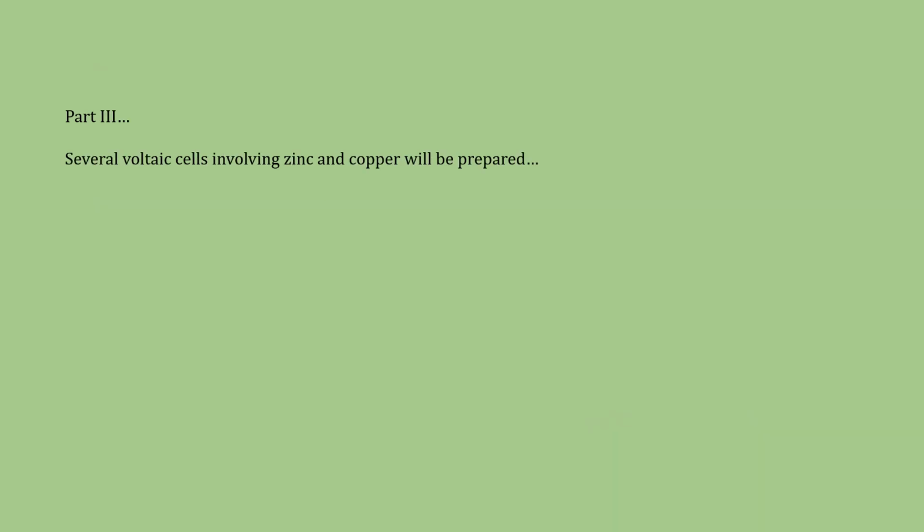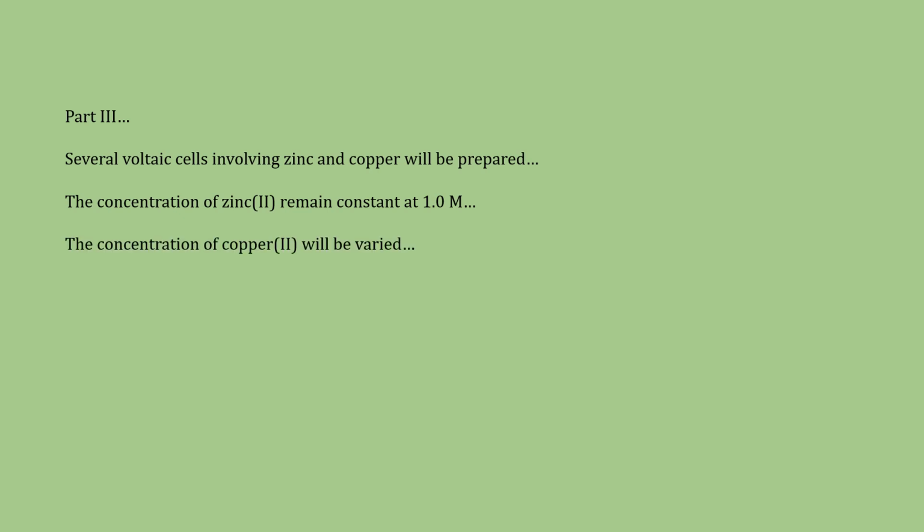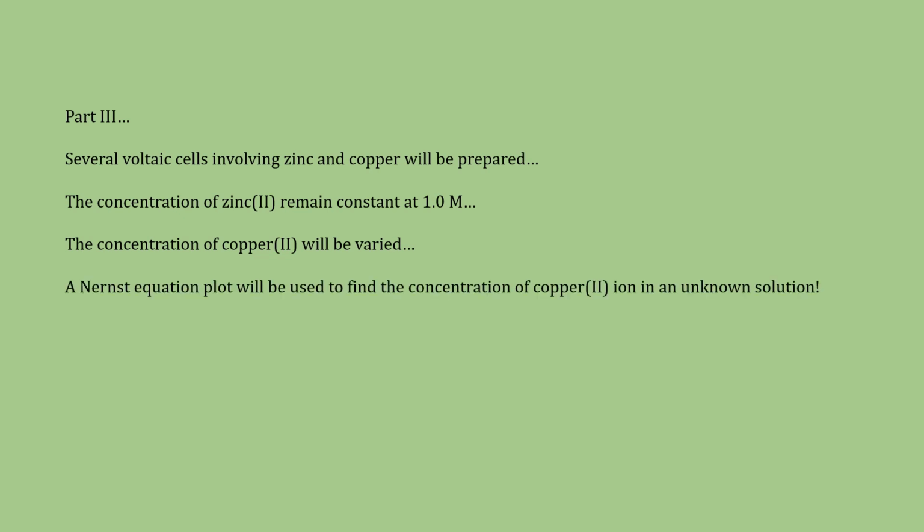In part 3 of the experiment, we'll construct several voltaic cells from zinc and copper, again using a well plate. However, here the concentration of zinc-2 will be kept constant at 1 molar, while the concentration of copper-2 is varied. We'll then construct a Nernst plot so as to find the concentration of copper-2 in an unknown solution.